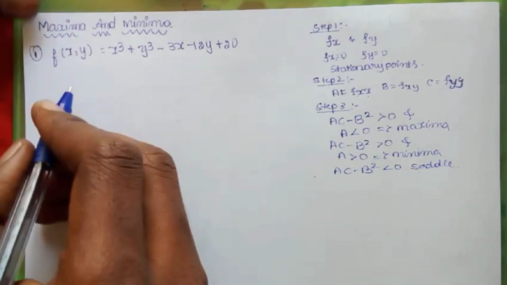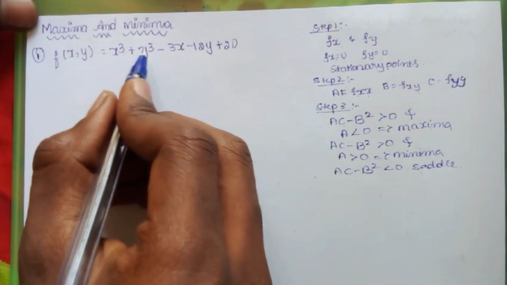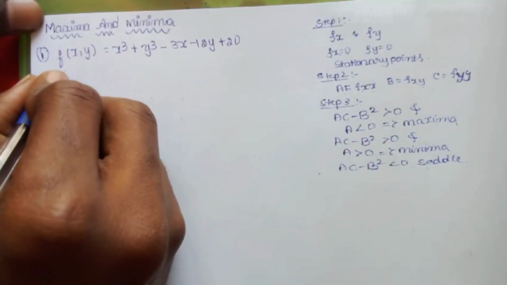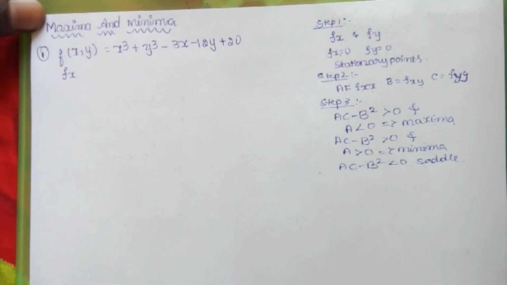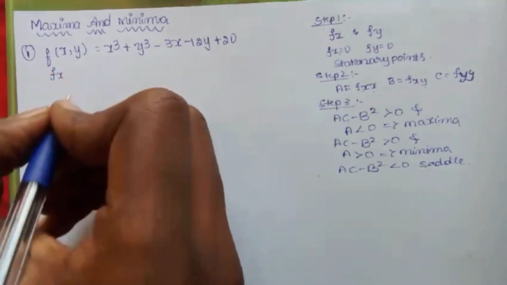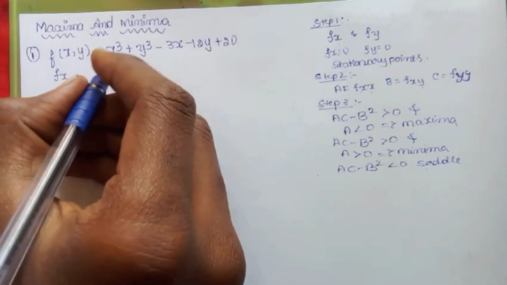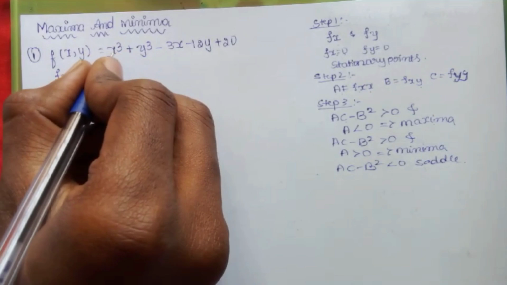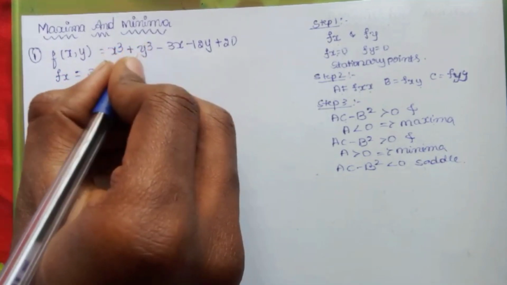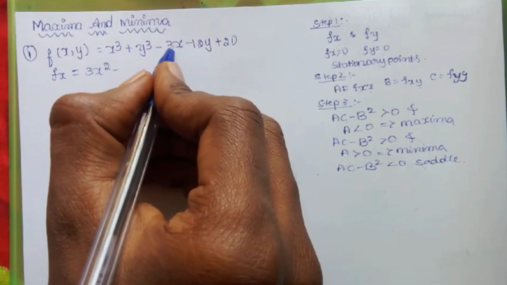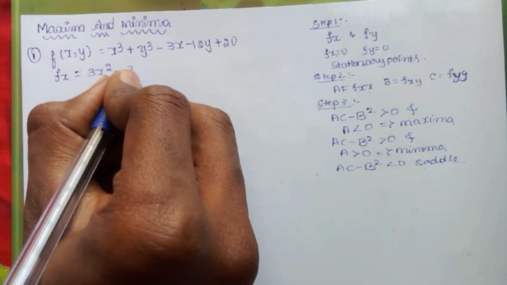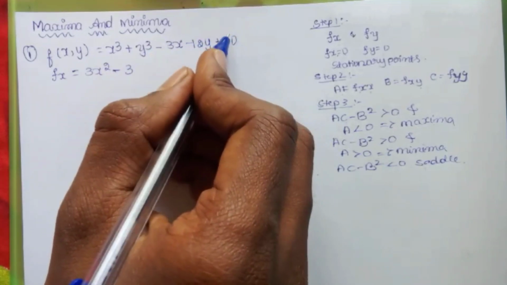Let's consider the first question. That is f of x comma y is equal to x cube plus y cube minus 3x minus 12y plus 20. Partially differentiate this with respect to x. fx is equal to 3x square, since there is no x in the y cube term, it becomes 0. Differentiation of minus 3x with respect to x is minus 3. Then there is no x in the remaining terms, so they become 0.